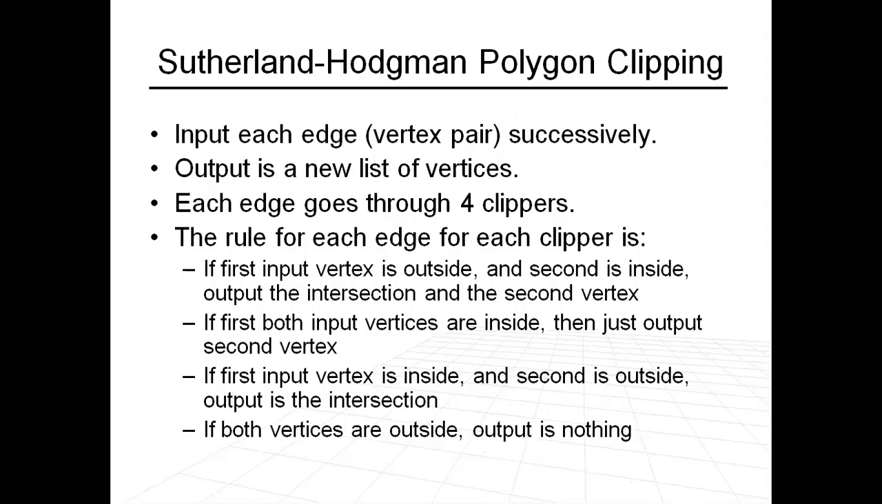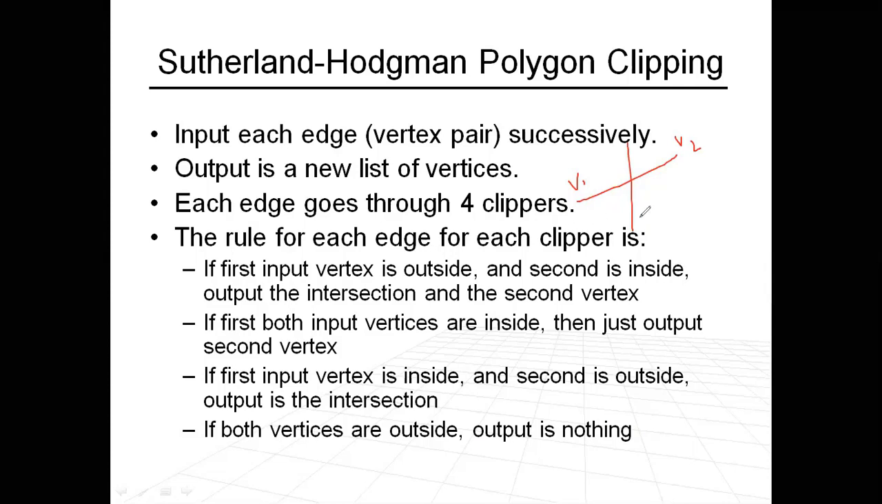So these are called the Sutherland Hodgman polygon clipping rules. Input each edge vertex pair successively. So you have to give the input of each vertex pair, that is v1 and v2, and the output is a new list of vertices whenever we perform a clipping across any edge. So a new list of vertices will be produced. Each edge goes through 4 clippers. Any edge, v1 v2, is going to pass through 4 clippers, that is left, top, bottom, right. Each and every edge is going to check where these particular vertices are aligned.